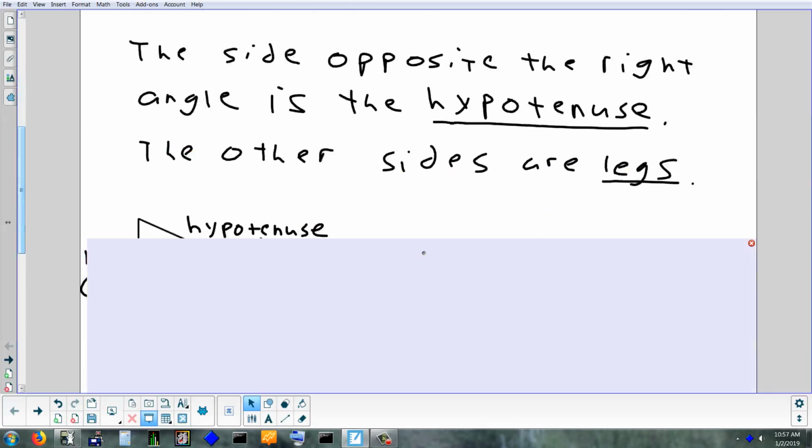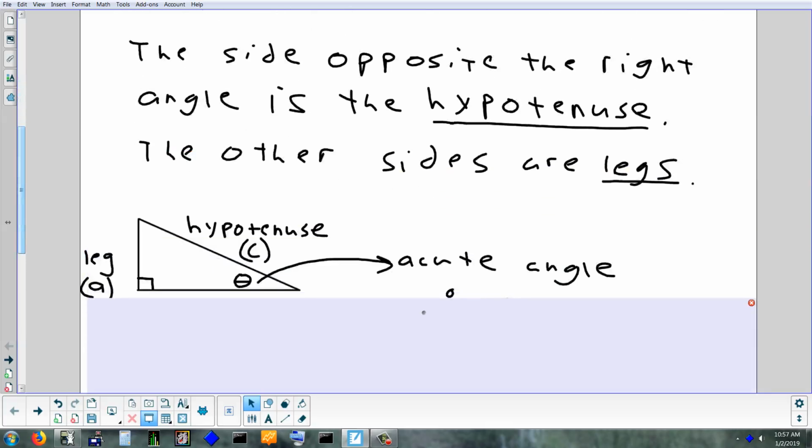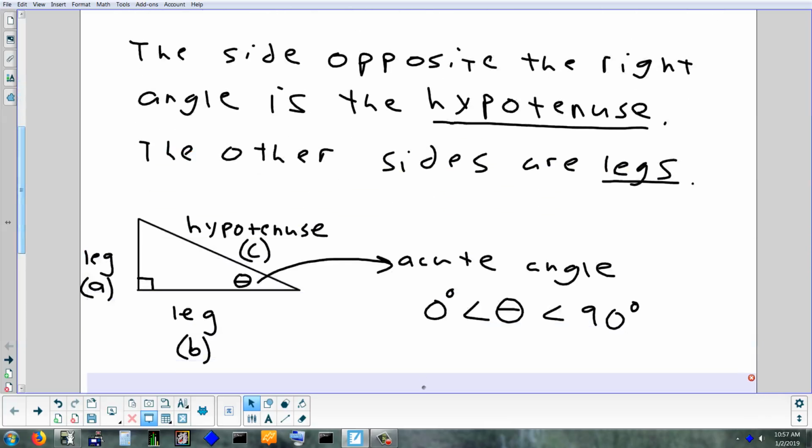So here's the same thing I just said, except in picture form. Now, I labeled this angle in the lower right as an acute angle. Why? Why couldn't that be an obtuse angle? Yeah, because it's less than 90. Why does it have to be less than 90 in a right triangle? Like, why couldn't it be like 95?